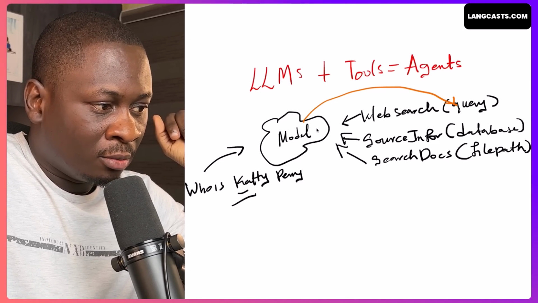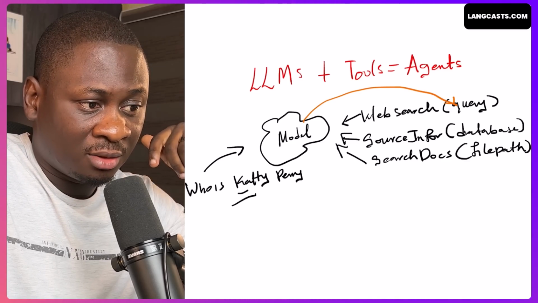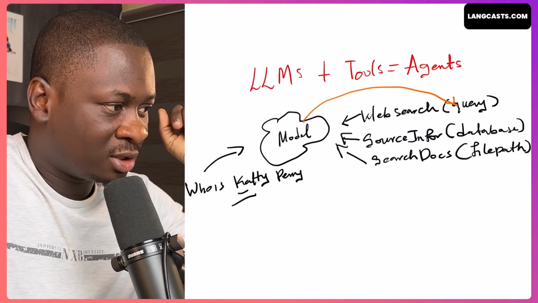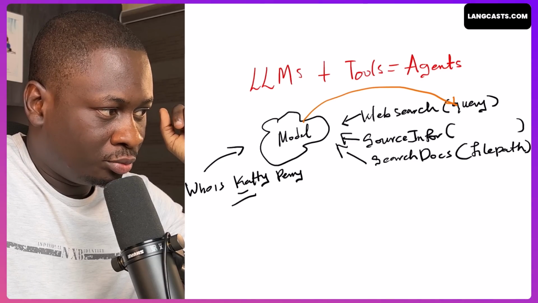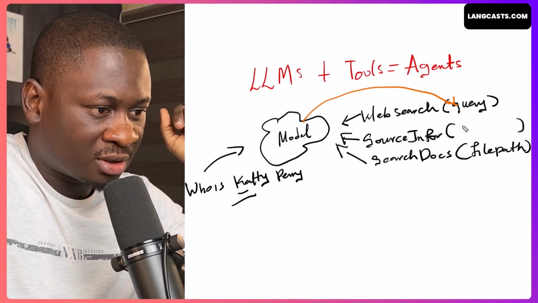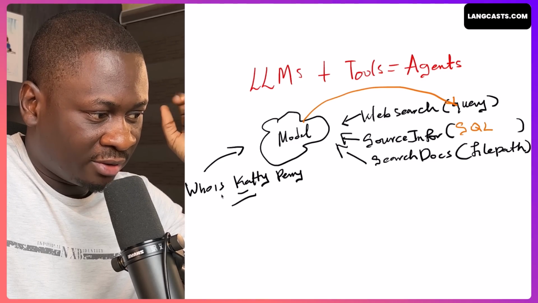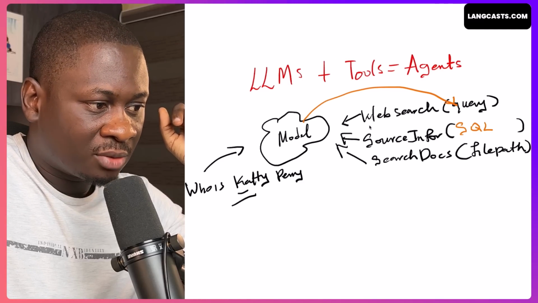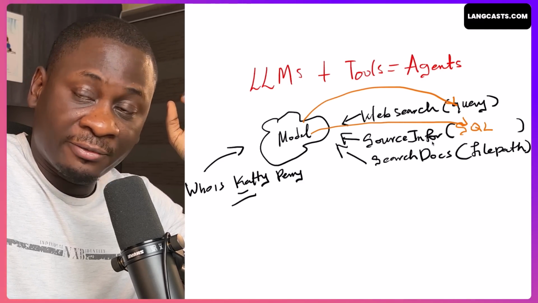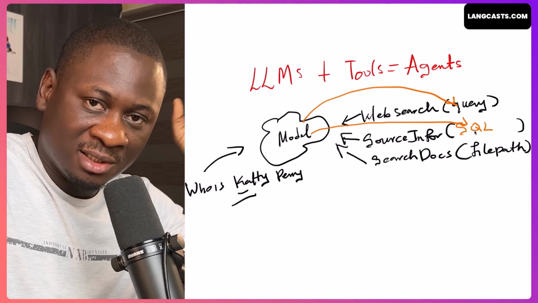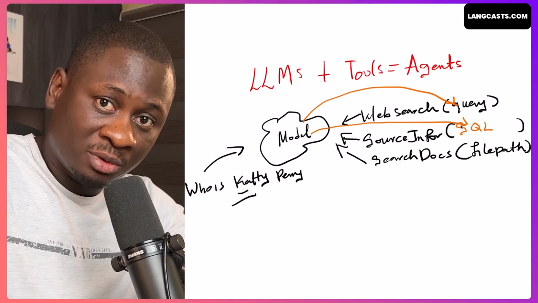Based on what this source info tool expects, maybe it expects a database connection, or it expects a SQL statement. Let's assume it expects a SQL statement. I think that's more appropriate. So if you ask, how many users are in our database? This model is going to generate a SQL statement, suggest the source info tool, and tell you to pass this SQL statement to the source info tool. That's what the model does. It will extract your arguments for you and suggest the tool to use.